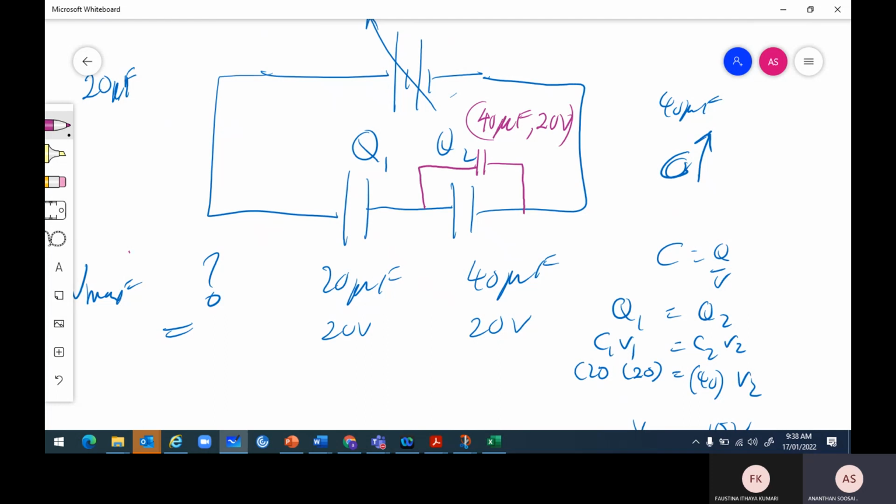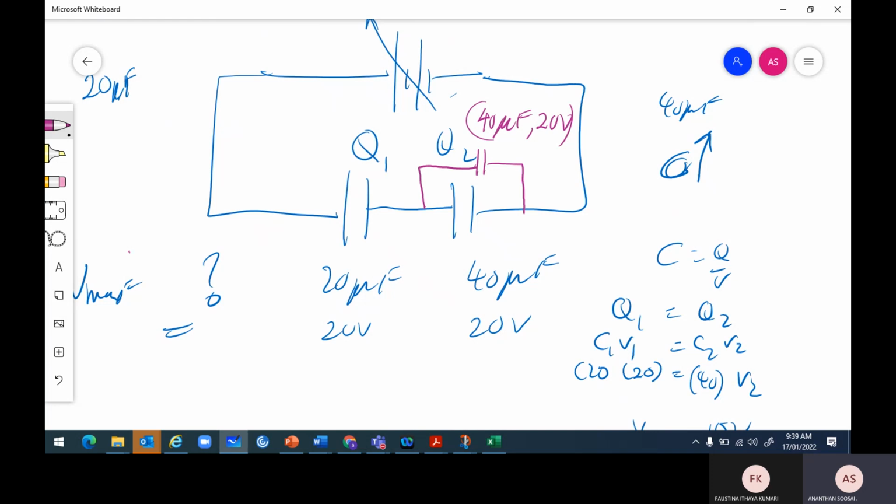Because now these two capacitors merge. What is the effective capacitance? Greater, right? So 40 becomes 80. Now here the capacitance is 80. When the capacitance increases, you need only a very little voltage to store a certain amount of charge. So the same idea: the charge has to be the same.